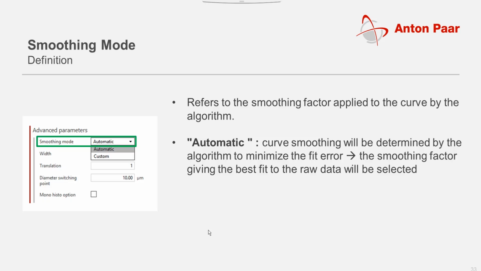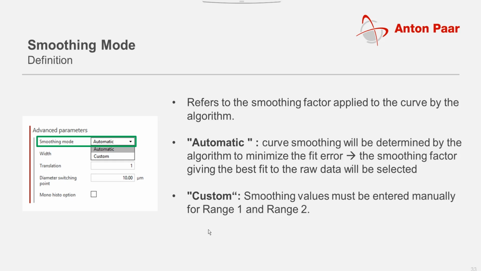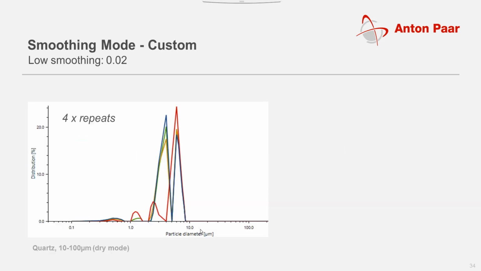In the automatic mode, the smoothing for the curve will be determined by the algorithm to minimize the fit error between measured and theoretical data. In custom mode, the smoothing values can be entered manually for range 1 and range 2. Minimum applicable value is 0.001, maximum is 1000. In the next 3 slides, I will show you what happens by changing the smoothing values from low to high.